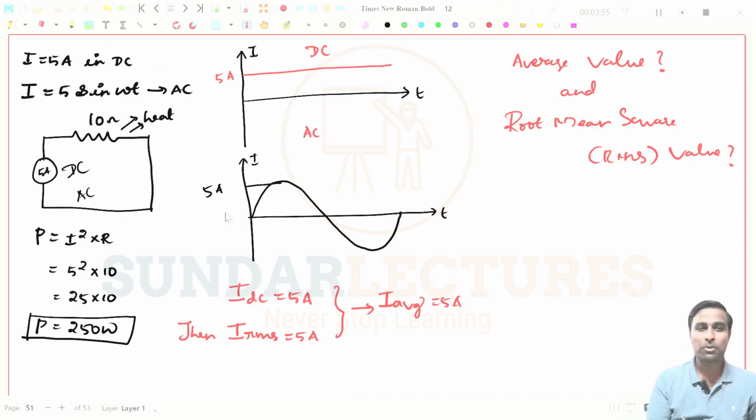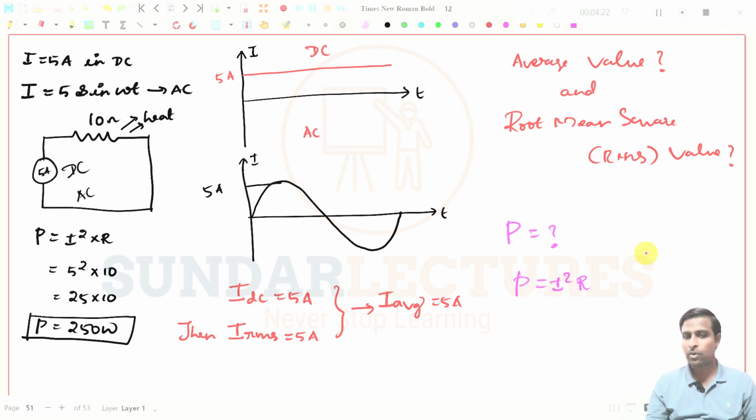So you come to this point now. What I have told you is, I don't need to get I average, I need to get only I RMS. Why? You see, what is power? You try to write the formula for power. Power P is equal to I square R, right? What is the SI unit here? The SI unit will be ampere square ohms. But what is the parameter you are having here? I, which is nothing but the ampere parameter.